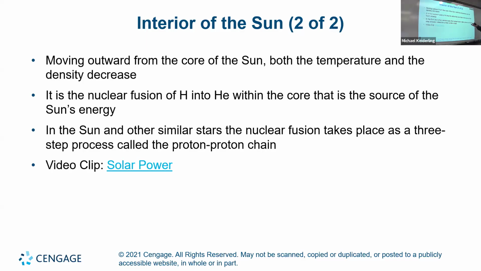In the sun and other similar stars, nuclear fusion takes place as a three-step process called the proton-proton chain. Two protons will merge to form deuterium. These deuteriums will merge with another proton to form helium-3, where one of the protons turns into a neutron. And then two helium-3s will merge to form helium-4 and two free protons.